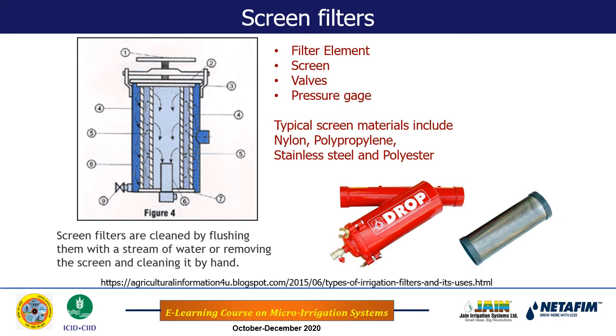These are the important components of the screen filter itself: filter element, screen, valves, pressure gauge. Typical screen materials include nylon, polypropylene, stainless steel, and polyester. These are the materials for the screen element. And screen filters are cleaned by flushing them with a stream of water or removing the screen and cleaning it by hand.